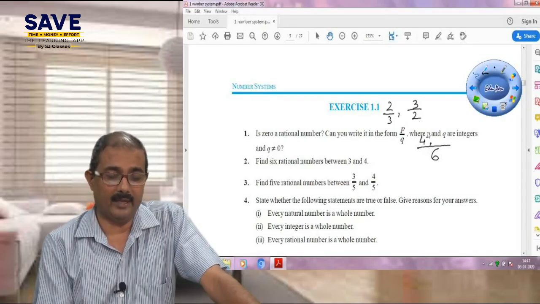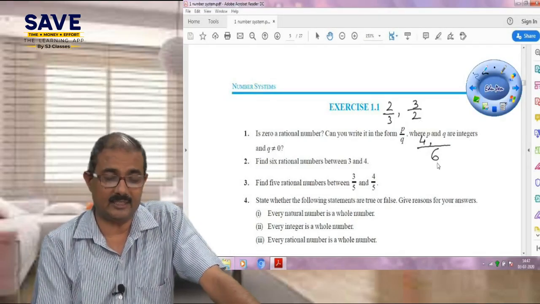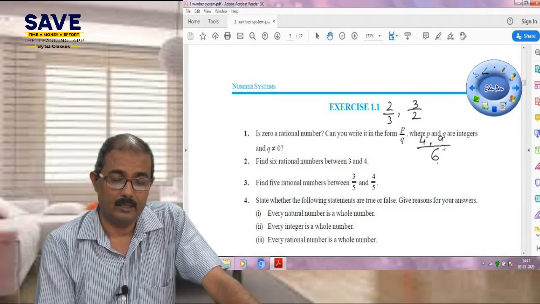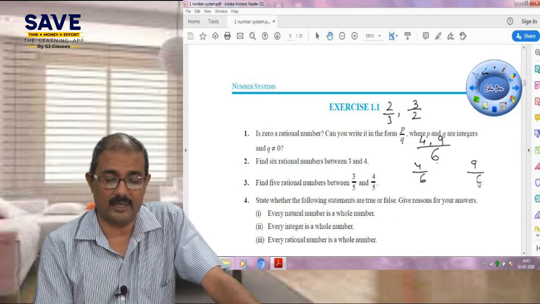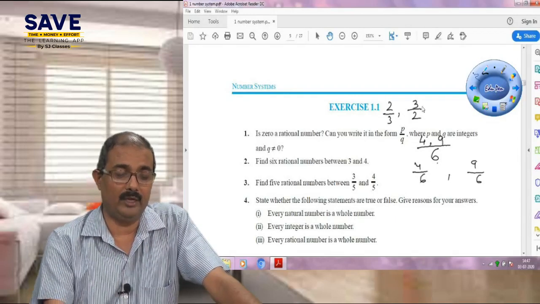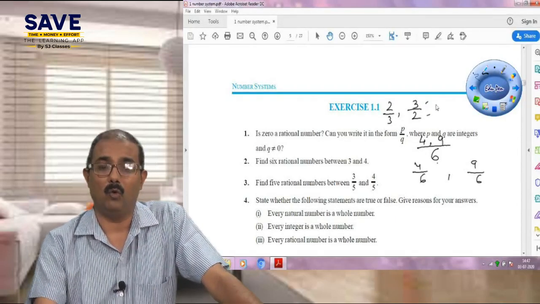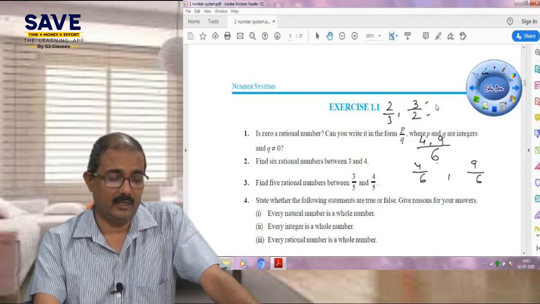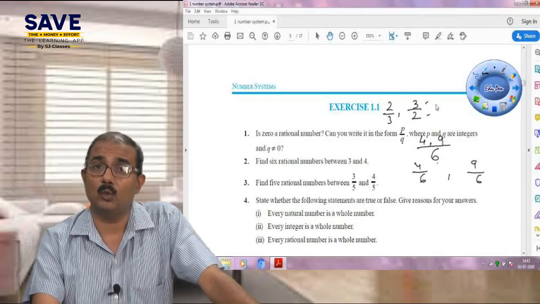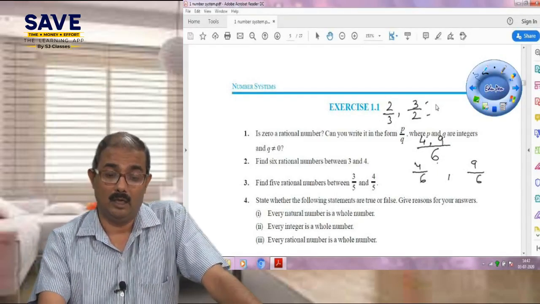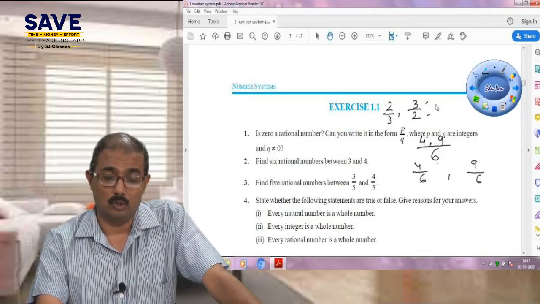And 2 divided by 6 is 3, 3 3s are 9. So you can write 4 upon 6 and 9 upon 6 in place of 2 upon 3 and 3 upon 4. Now you can easily find 3 to 4, 5 rational numbers between these two. Now suppose you have to find 10 rational numbers between these two. So what do you have to do?